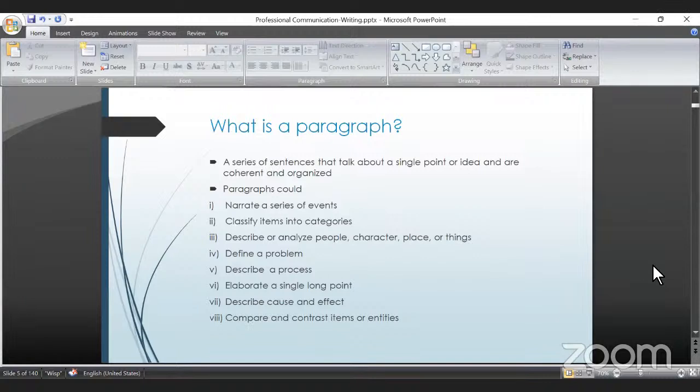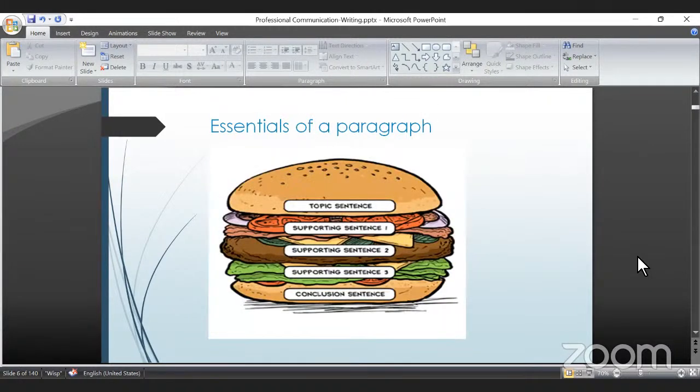What is it? It is not simply a collection of sentences, but it is something that talks about a single point or idea, which in turn are coherent and organized in order to convey the idea or the point that we talk about in the paragraph. Now, what do you see within the paragraph? What makes up a paragraph? How do you develop a good paragraph? Or when can I say that the paragraph that I have here is a good one?